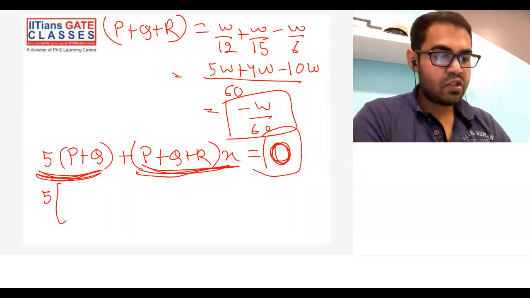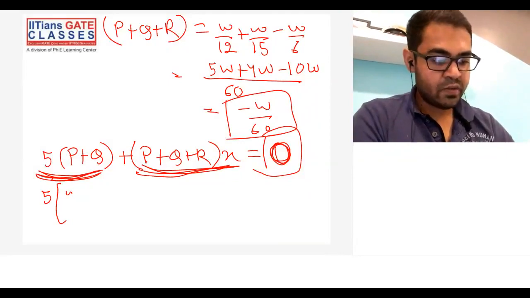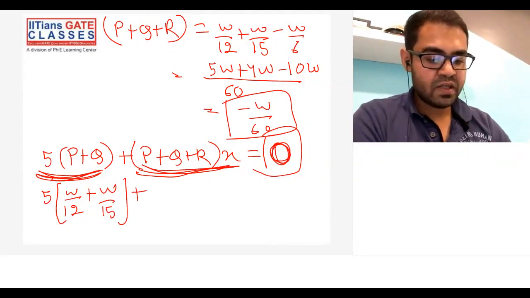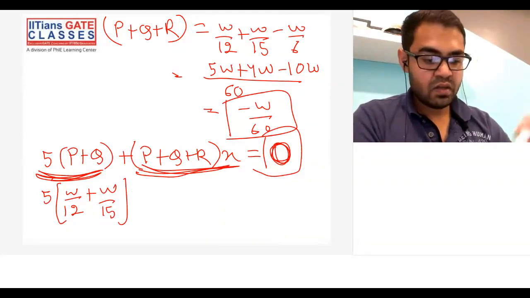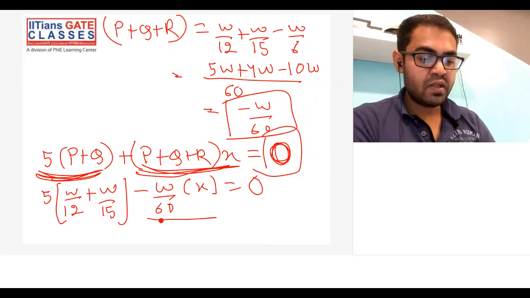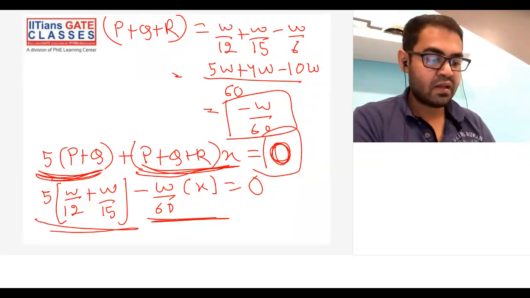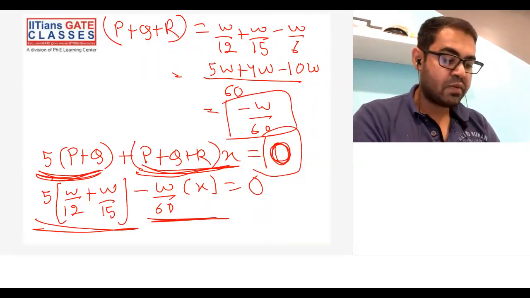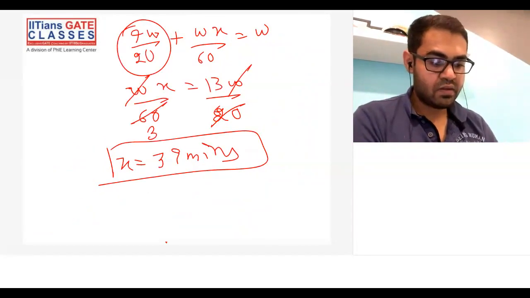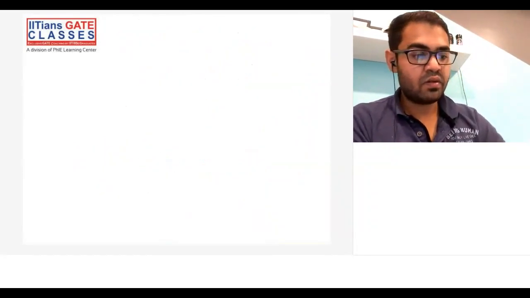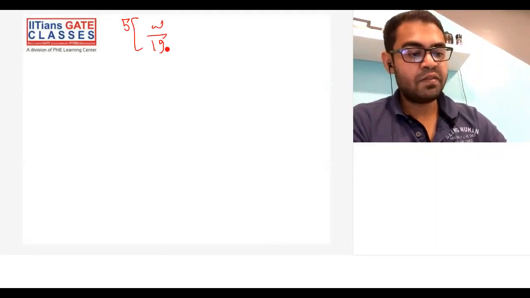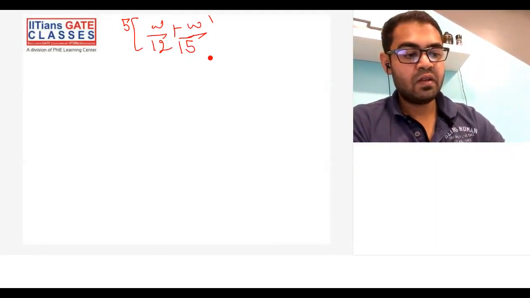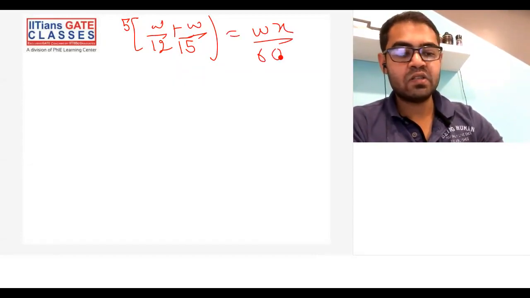So now P plus Q is what? P and Q is W by 12 plus W by 15, and this we have already calculated, so I'll just take the value. The value was minus W by 60 times X. No need to calculate the value again. This term I can send to the RHS. 5W by 12, 5W by 12 is W by 15, I think. Yeah. So 5W by 12 plus W by 15 was equal to WX by 60. That is what we got.